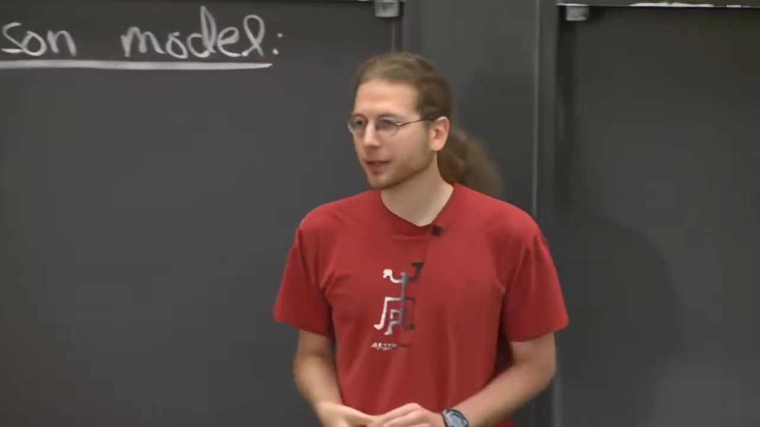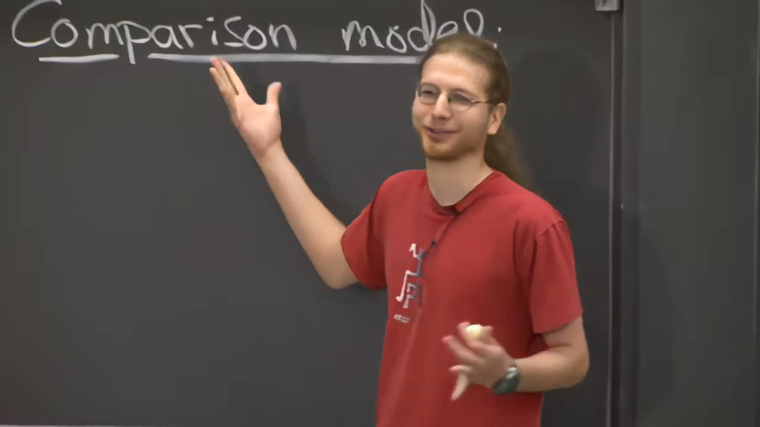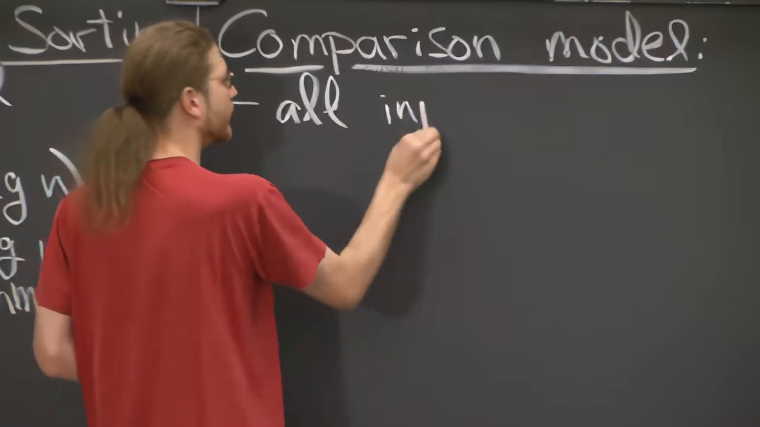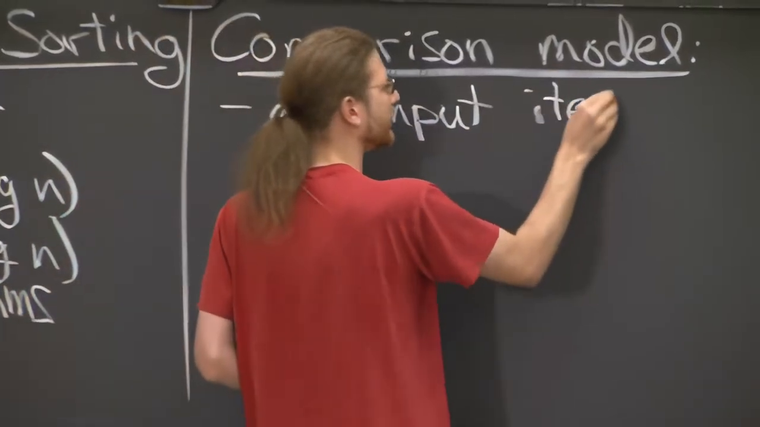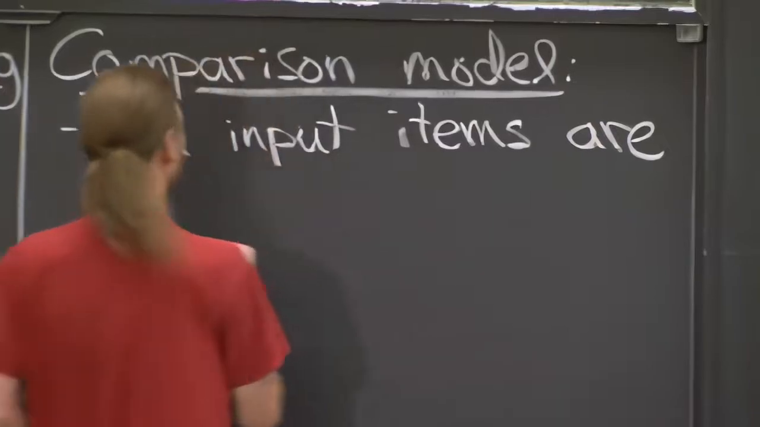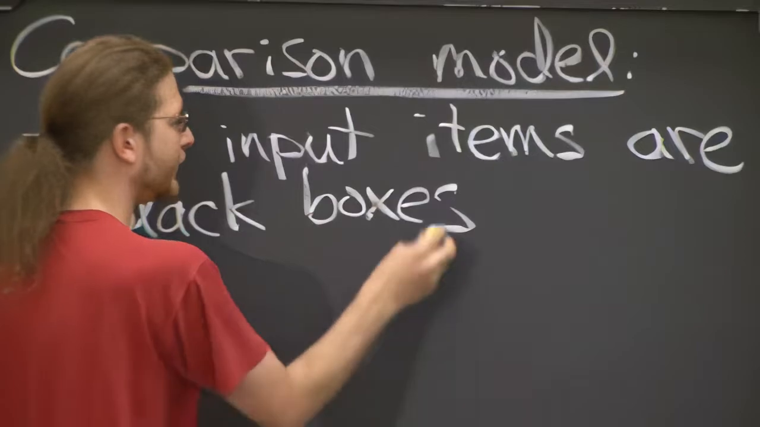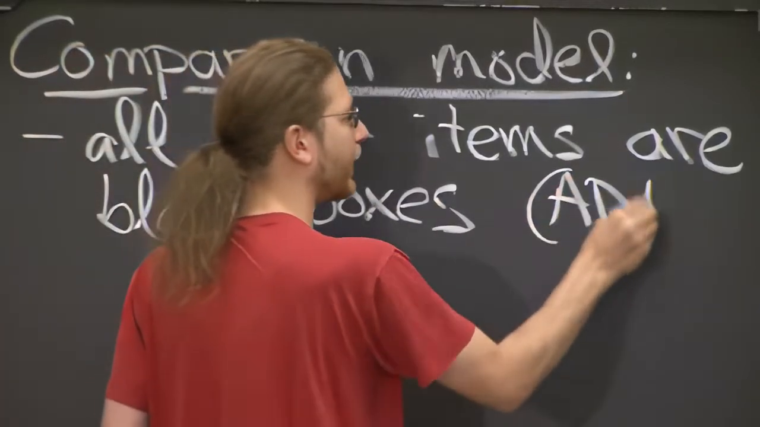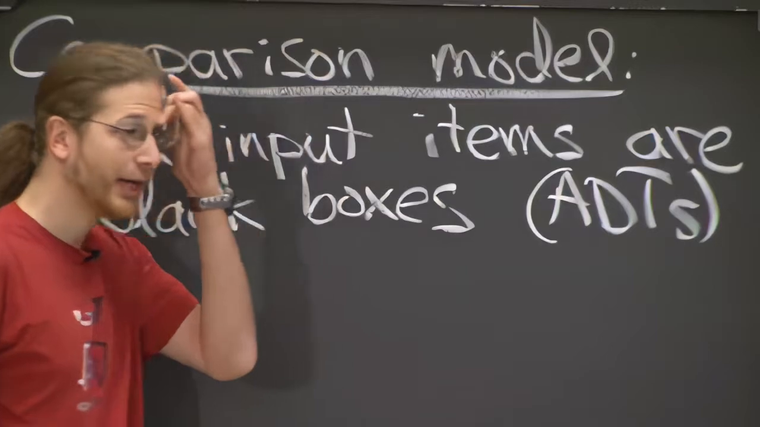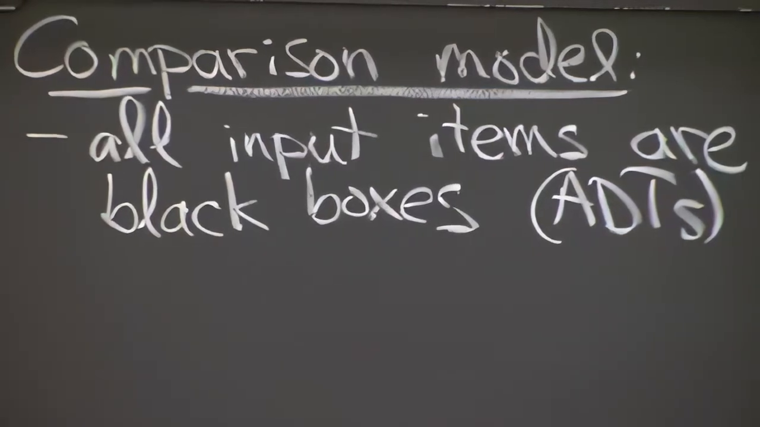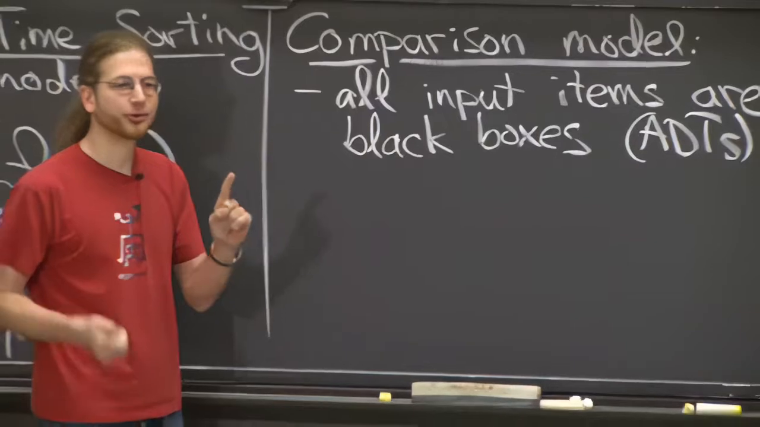The idea in the comparison model is to restrict what kind of operations we can do to be comparisons. It's very straightforward. All input items are black boxes, you could say, in that you don't really know what they are. A formal notion of black boxes is something we talked about last class at the end, abstract data type. So it's a data structure, if you will. Every item that you're given is a data structure. You want to sort them. And the data structure supports a single operation, which is compare to another one.